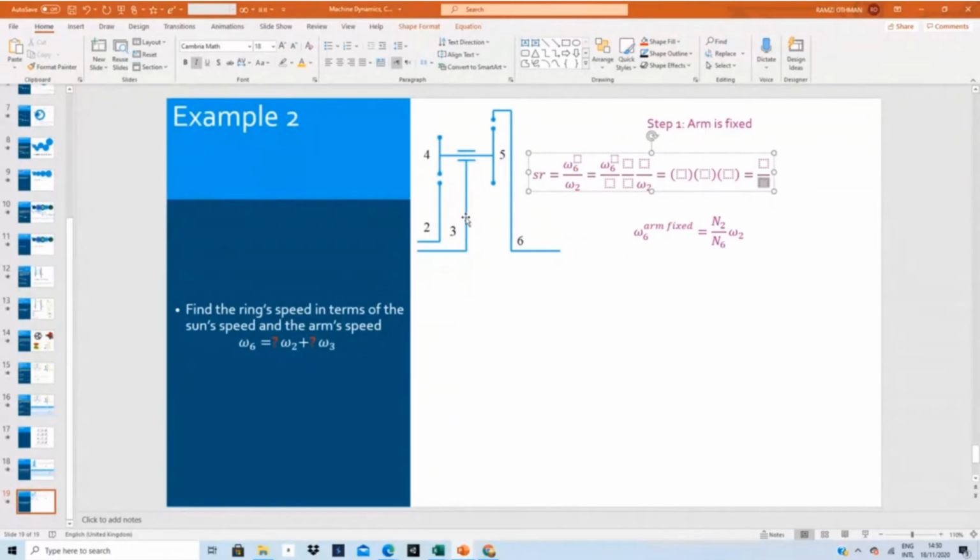Okay, we will have to follow the same procedure. Step 1: the arm is fixed, I don't need to mention it. So I will calculate the speed ratio in case the arm is fixed, so I can use the usual speed ratios. Again, 6 is in contact with 5, so I will divide by 5 and multiply by 5. Then 5 is on the same shaft as 4. So if I divide by 4, I need to multiply by 4.